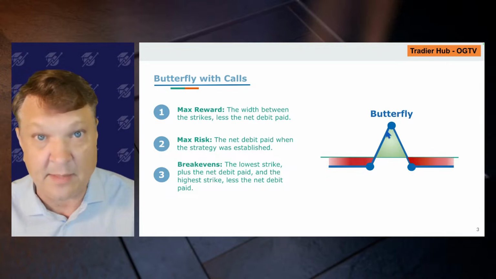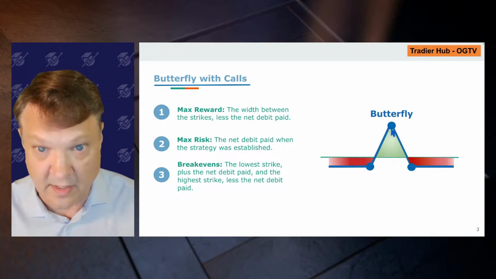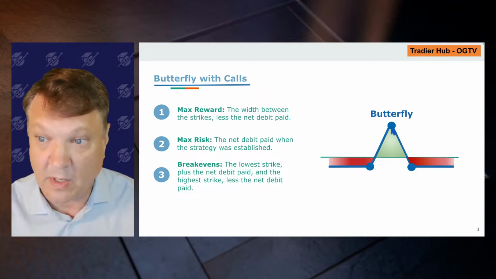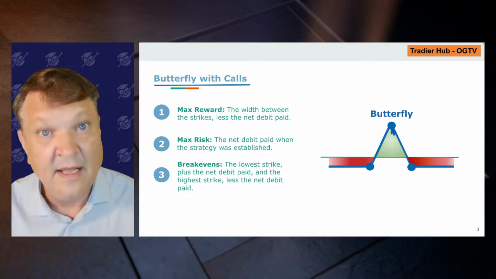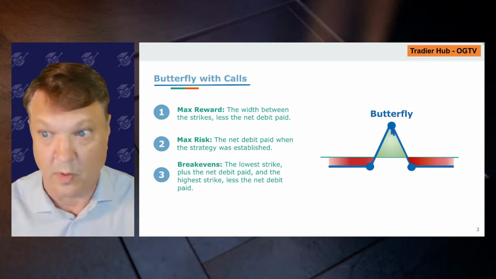Now you have solid upside, but that upside only happens at expiration. You want to be wary of that. But the risk versus the reward, if it were to finish right at the center strike of your butterfly, is a real nice risk reward situation.